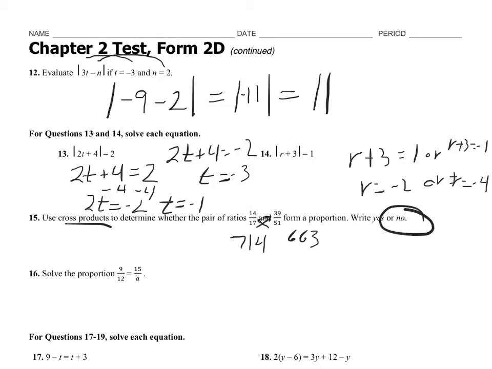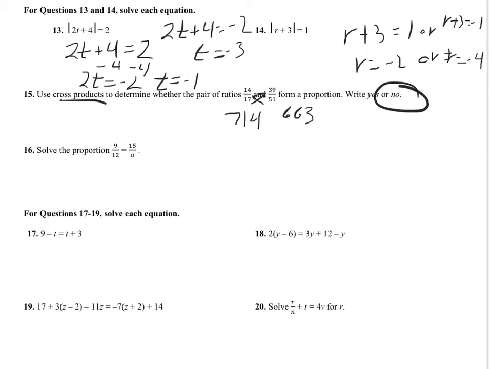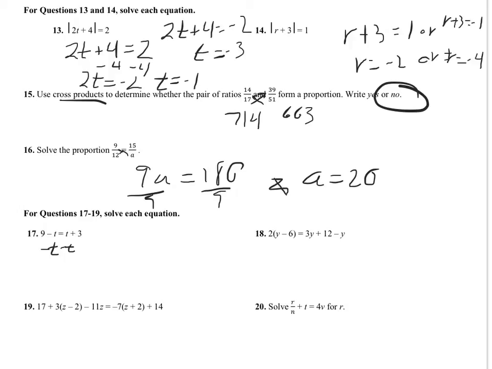Alright, so 16 then. Solve the proportion. Well, cross multiply. 9a is equal to 180 divided by 9. Not x. A is equal to 20. 17, alright, I need t on both sides, so I'm going to subtract this t to the other side. So I should get 9 minus 2t is equal to 3. Subtract the 9 over, negative 2t is equal to negative 6. T then equals positive 3.